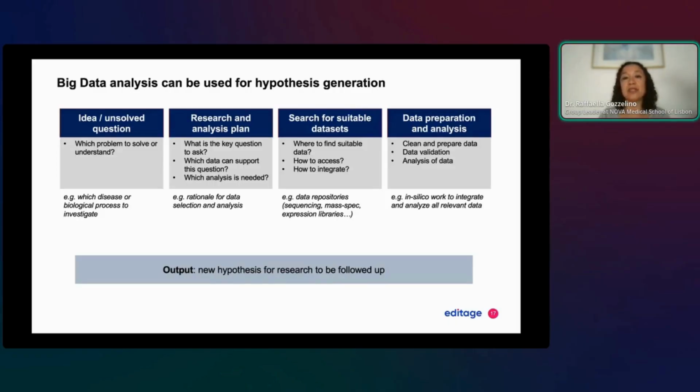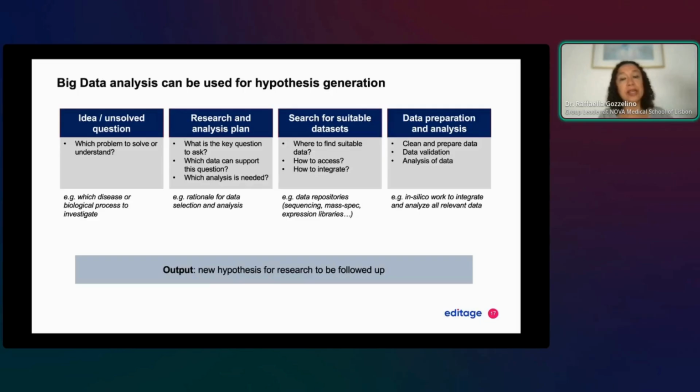So for instance, we have a hypothesis, we know where we want to go, but we don't know exactly where to find the suitable data sets that can support what we say already, for then us to get deeper in our research investigation. So where to find the suitable data, how to access those data, how I can integrate those data in the findings that I'm generating.